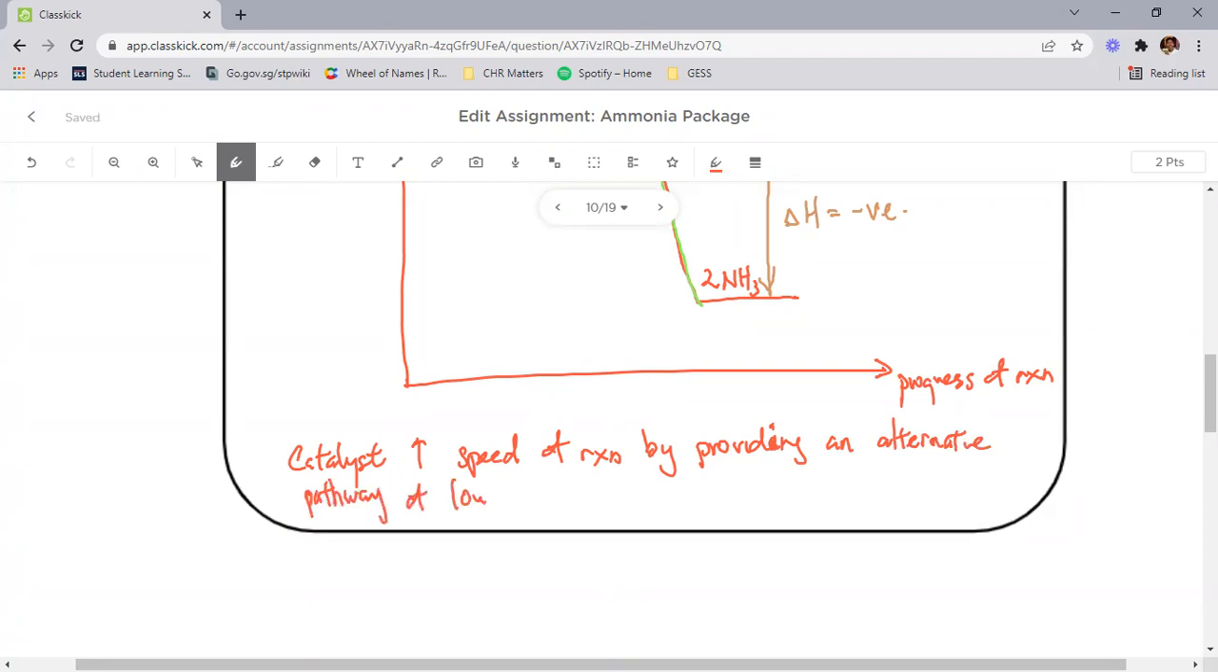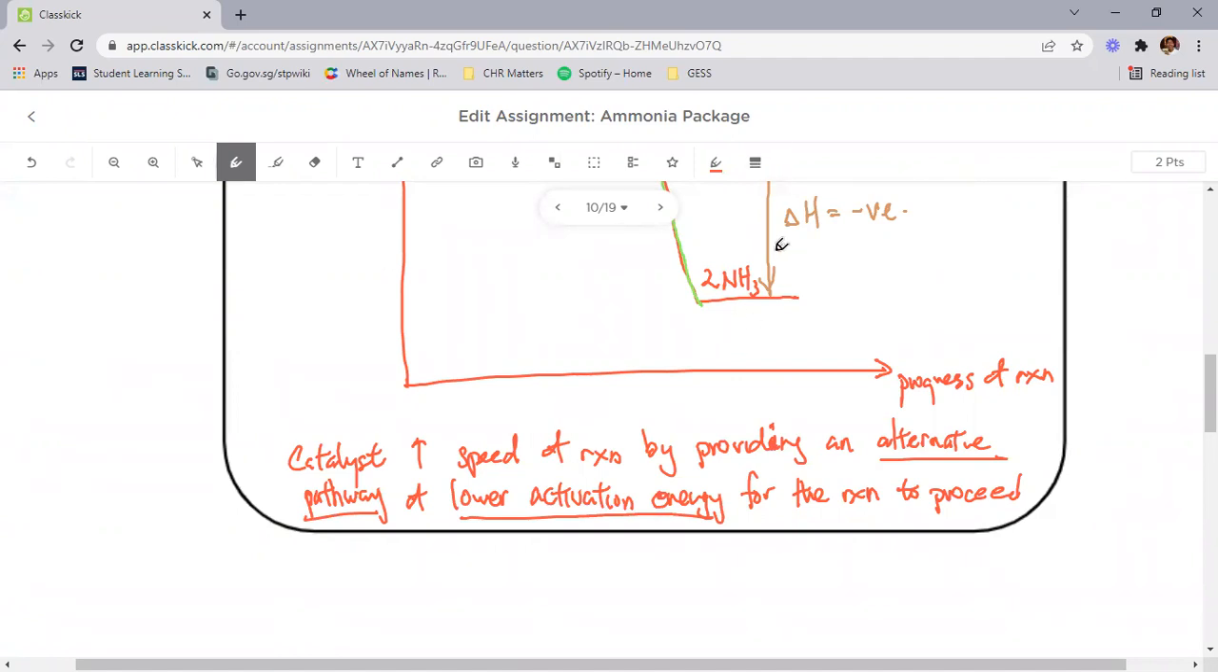Of lower activation energy, okay, for the reaction to occur. Most of you, I remember in your WA, you wrote alternative pathway, but you forgot the idea of lower activation energy. Okay, so take note the two terms should come together. It's an alternative pathway provided by the catalyst, which results in a lower activation energy.